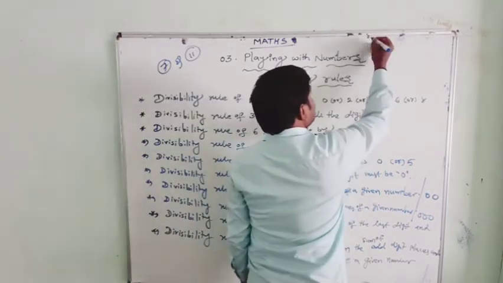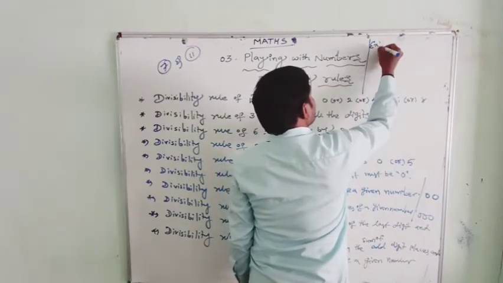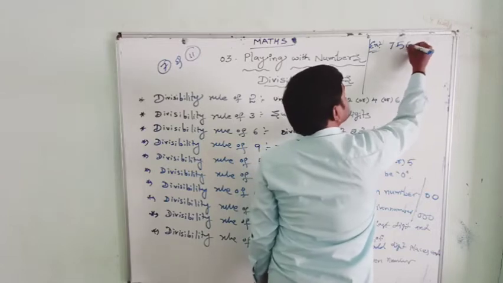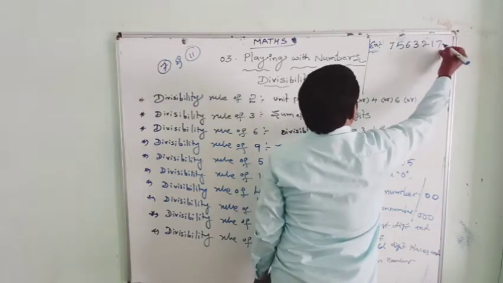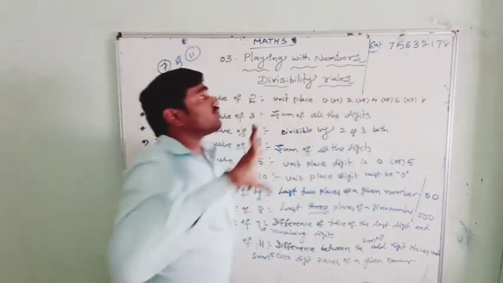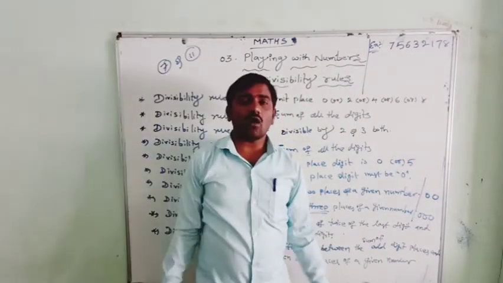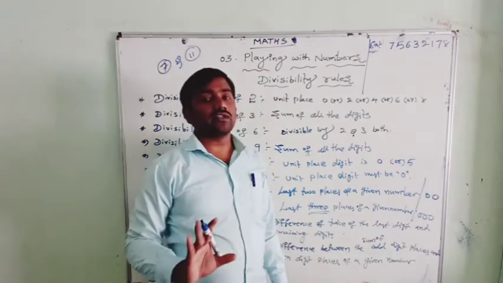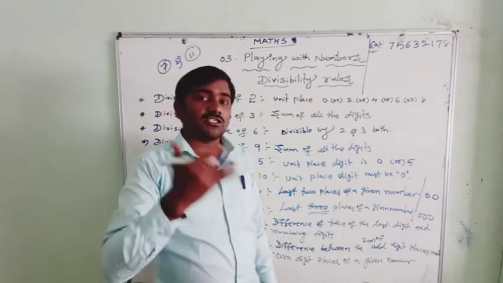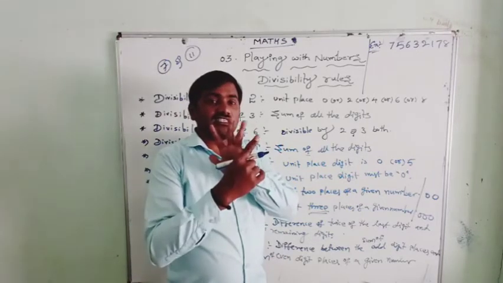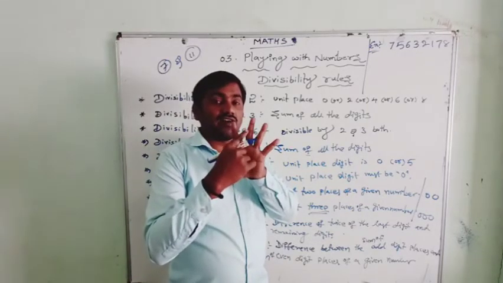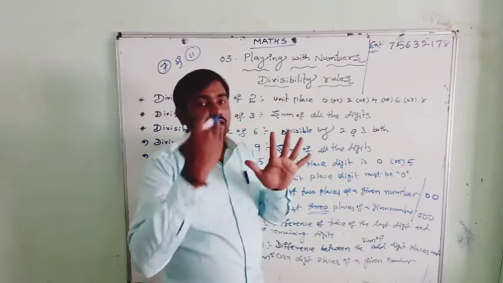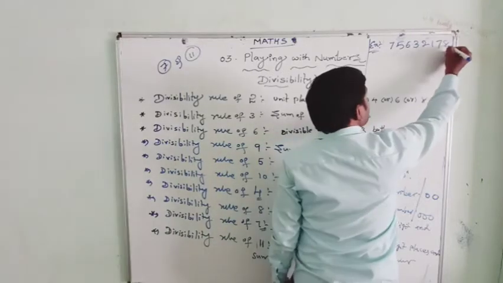So let me give you one example here. Let me write any number randomly: 5, 7, 5, 6, 3, 2, 1, 7, 8. I don't know whether this number is divisible by 11 or not. How can I find out? Simple. We have to take alternate digits. Odd digit places means the first digit, third digit, fifth digit, then seventh digit, then ninth digit, like that.